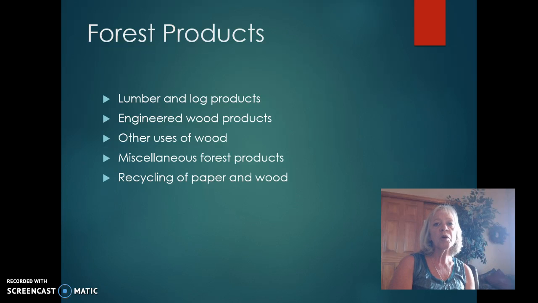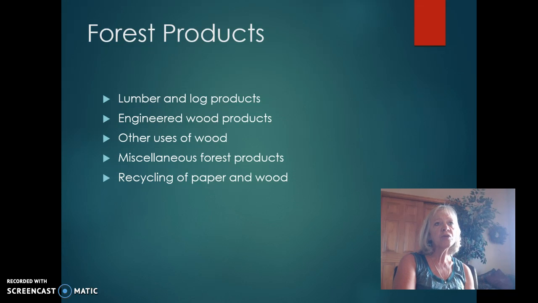The next one is forest products, and it's kind of complicated because we import and export products, and we have to make a profit in order to be able to afford to manage some of our forests. So we look at lumber and log products, engineered wood products, other uses, miscellaneous, and recycling of paper and wood for some of the things to consider with this. And later we'll go to a sawmill and we'll also look at a video about the global impact of forest uses.